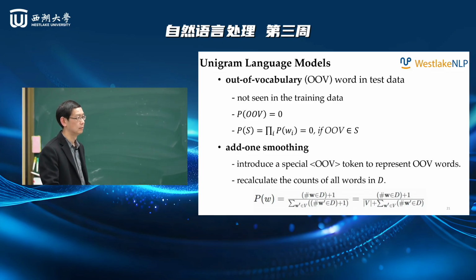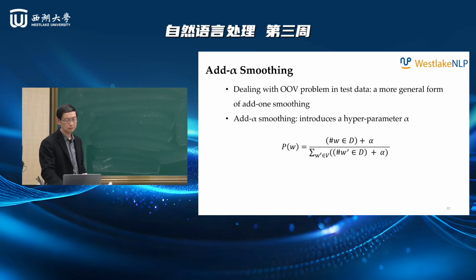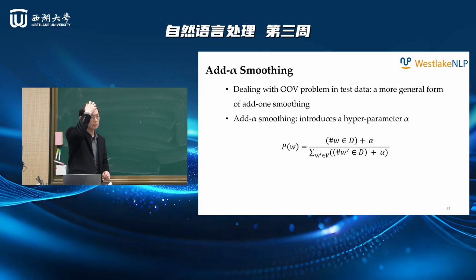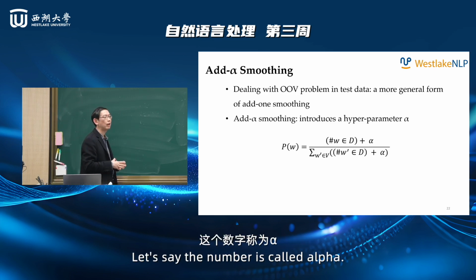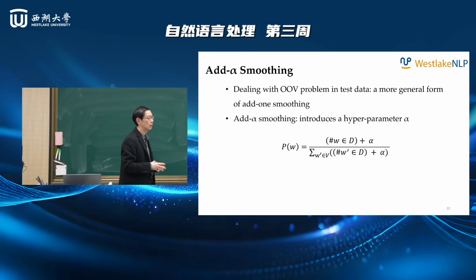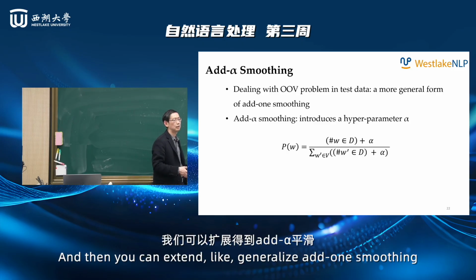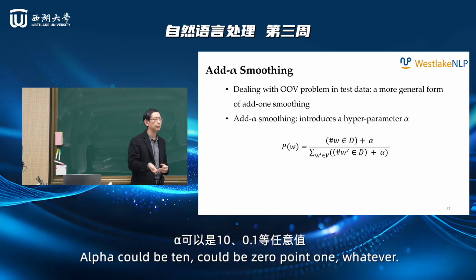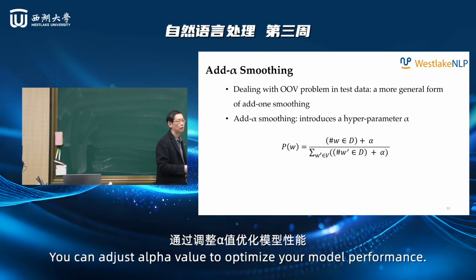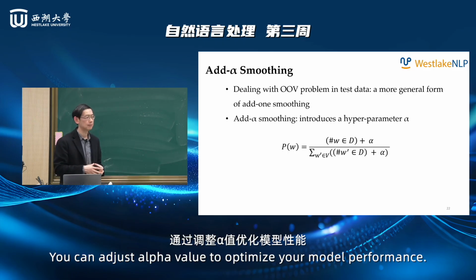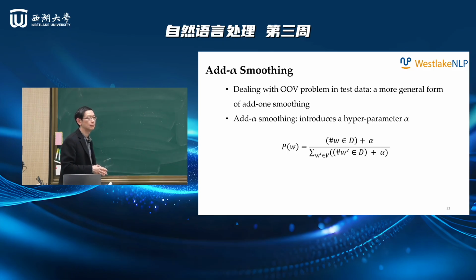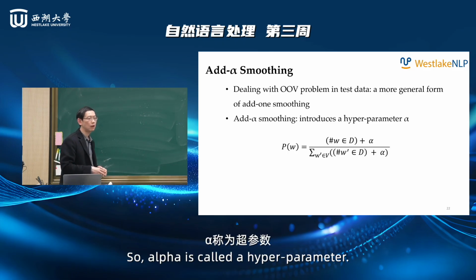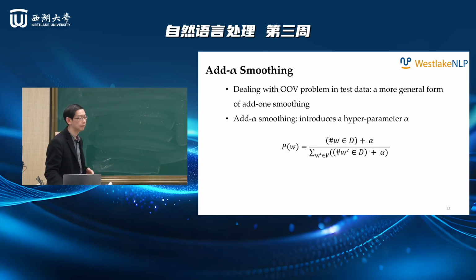Why do you add 1? You could add a different number. Let's say the number is called alpha, okay? And then you can extend, generalize your add-one smoothing to add-alpha smoothing. Alpha could be 10, could be 0.1, whatever, okay? You can adjust the alpha value to optimize your model performance. So alpha is called a hyperparameter.